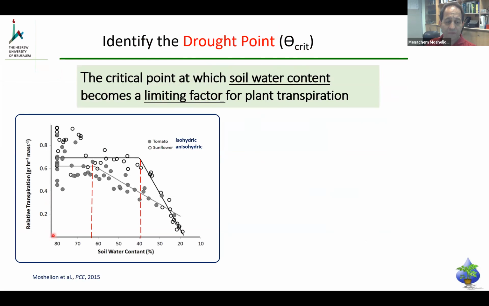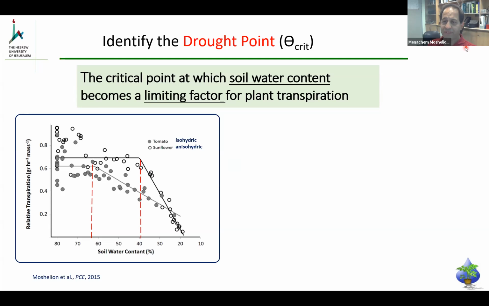So if you look on this graph, on the y-axis we have plant transpiration, and on the x-axis we have soil water content. And you see, for example, that sunflower closes stomata, this is stomata closure, this is the theta crit, at 40% of soil water content, while tomato, which is much more isohydric, will close stomata at about 60% soil water content. So determining the stress by the soil water content will be a mistake here, because if I choose 50, for example, tomato will be under drought, but sunflower won't be.